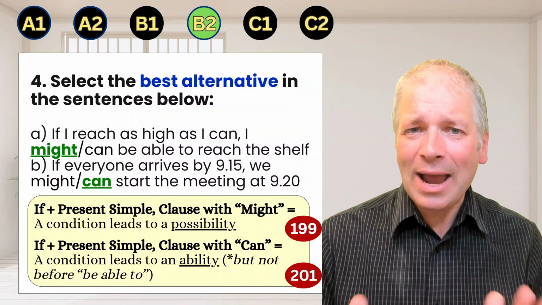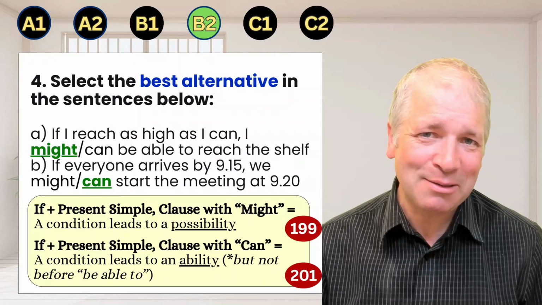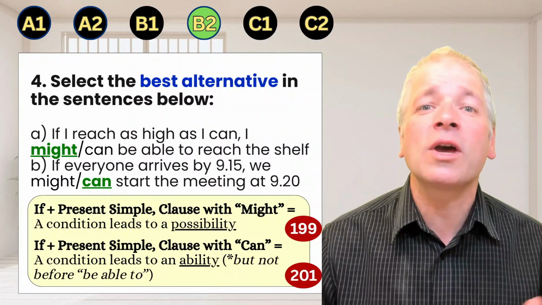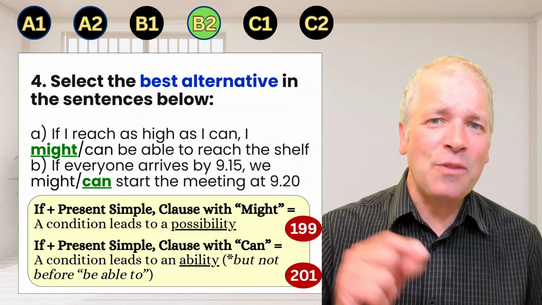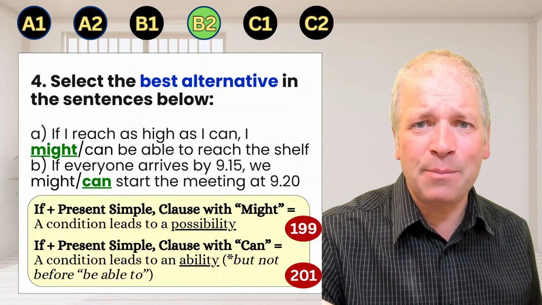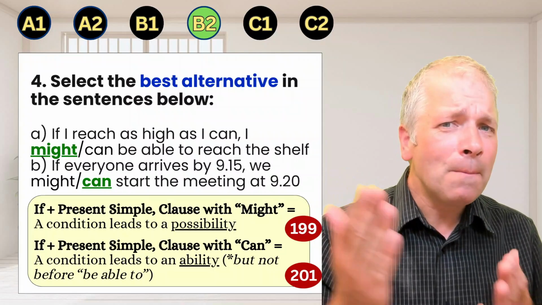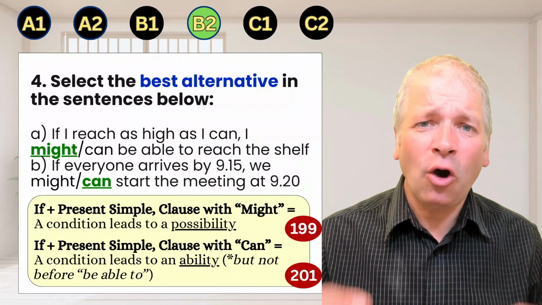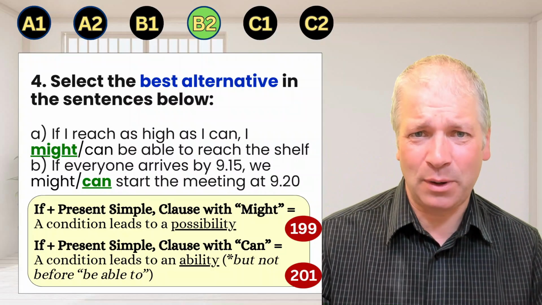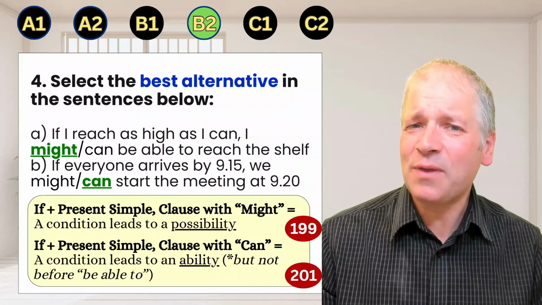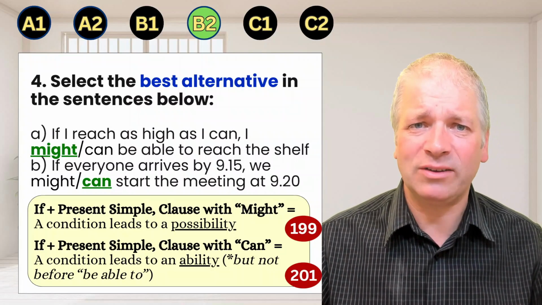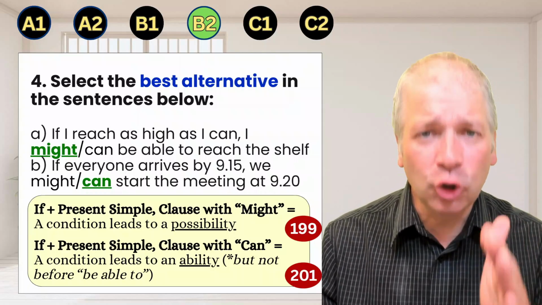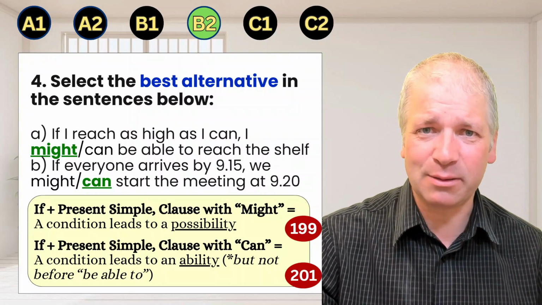With B, might would actually work in certain situations. Let's imagine everyone arrives at 9:15, but we still have to organise the chairs around the table. That might stop us being able to start at 9:20. But the best answer here is can, because we would expect if everyone's there at 9:15 that we would then have the ability to start at 9:20. So can is the best answer for B, but might could be possible depending on the context.